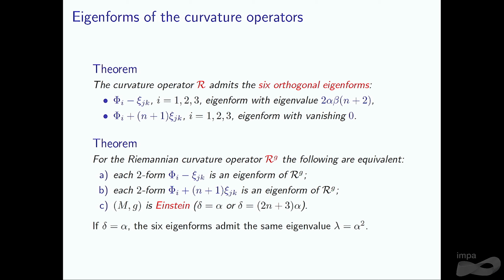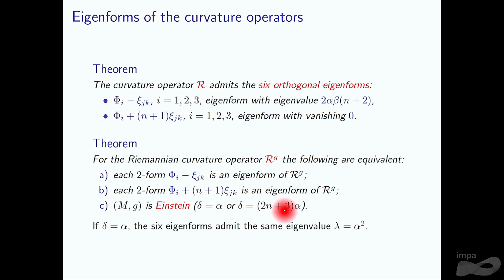And for the Riemannian curvature operator, the following are equivalent, which is kind of funny, namely, the last one is, it is Einstein. And from the curvature information I didn't show you, we know exactly when a 3 alpha delta Sasaki manifold is Einstein. There are exactly 2 situations, namely either alpha is equal to delta, which is just the alpha Sasaki case, and we knew that these were Einstein, or delta is equal to 2n plus 3 times alpha.